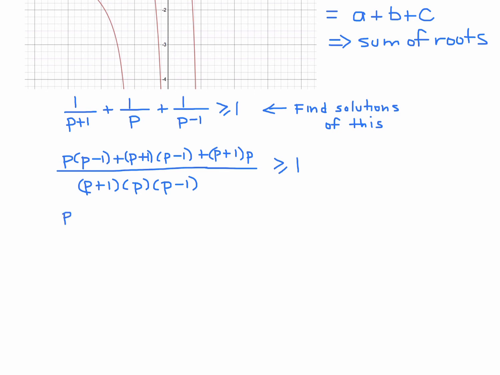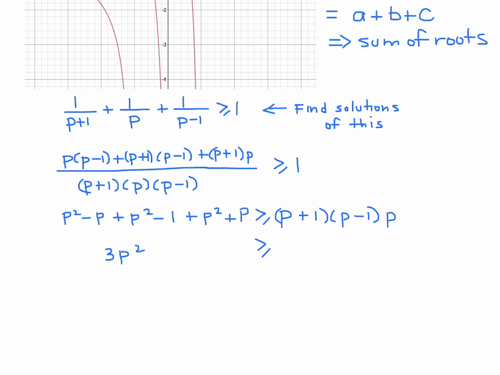So expanding this, we get p squared minus p plus p squared minus 1 plus p squared plus 1. And then we can cross multiply and bring that over. And that will be p plus 1, p minus 1, and p, like that. Let's see here. On the left side, looks like we get 3p squared, and then that's it. This should be p, sorry. So those p's cancel. And when they do, you just get minus 1.